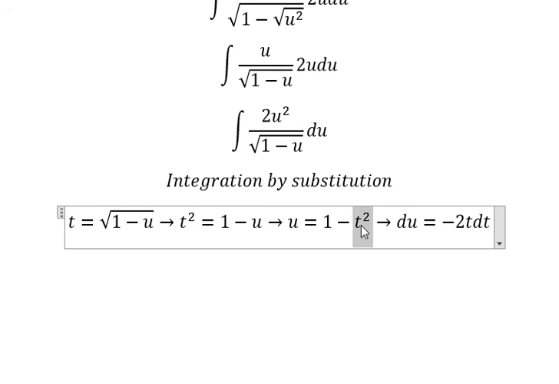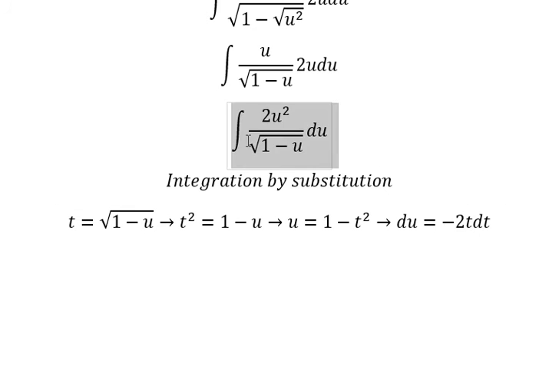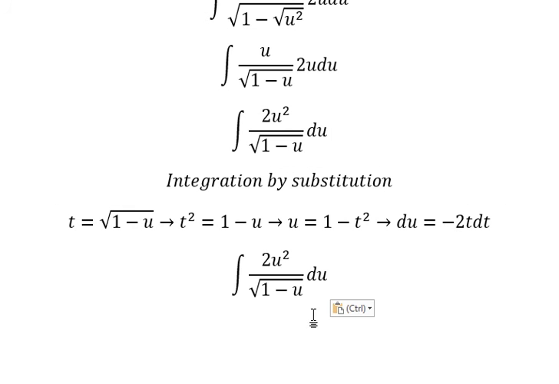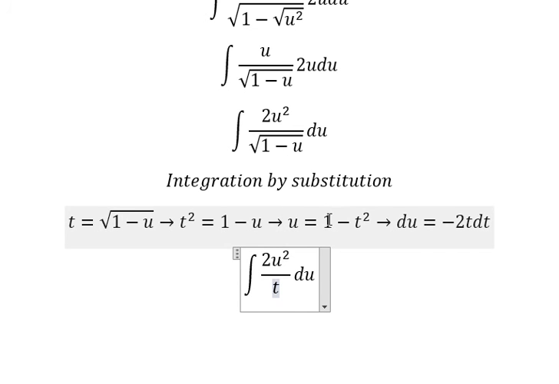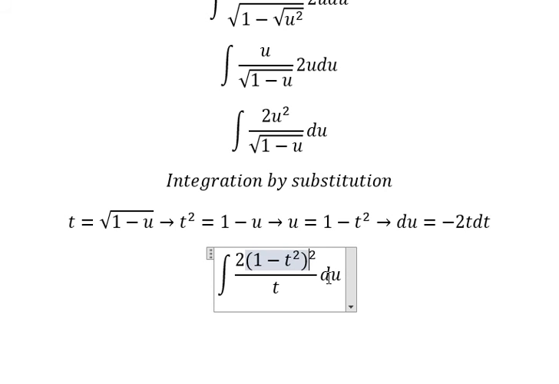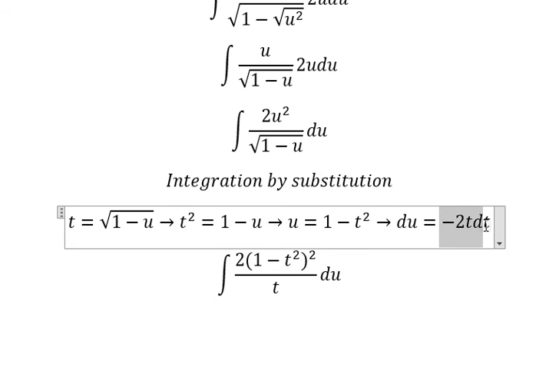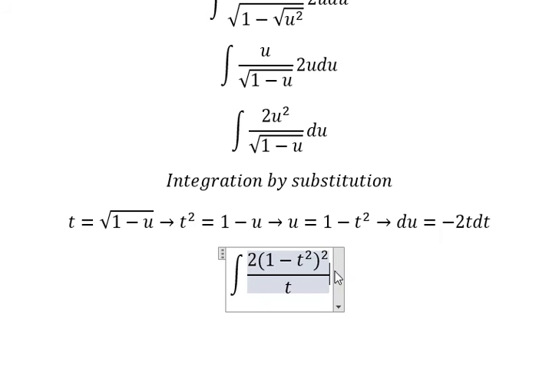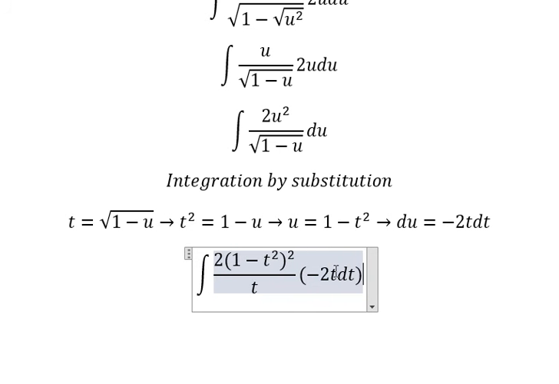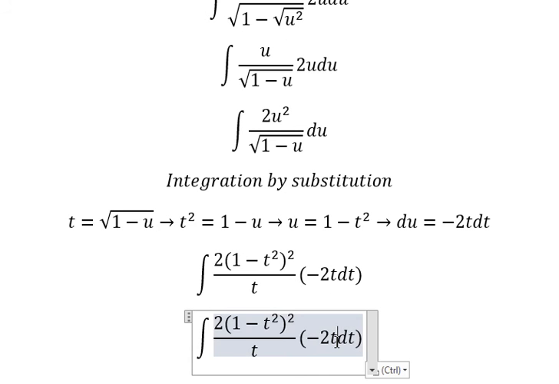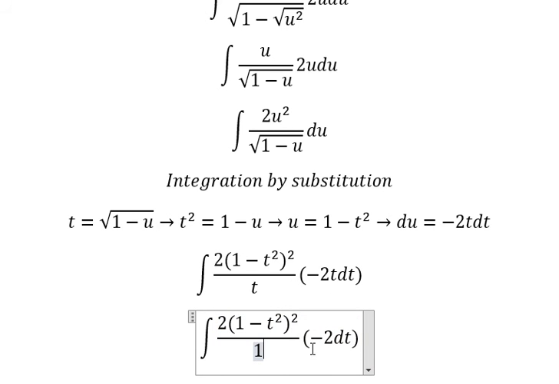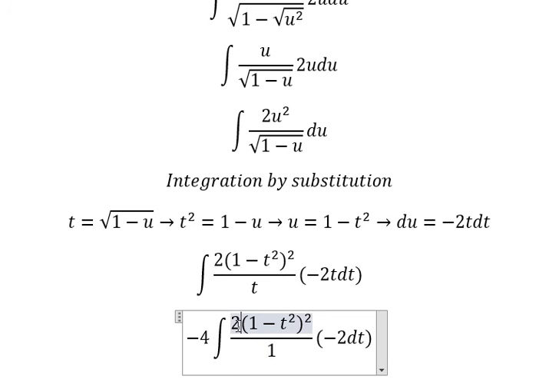First, the derivative of t squared, you get 2t. The square root we change by t. U, that is this one. The u, that is this one. So t and t we cancel. Negative 2 times 2, you get negative 4. I will put it in here.